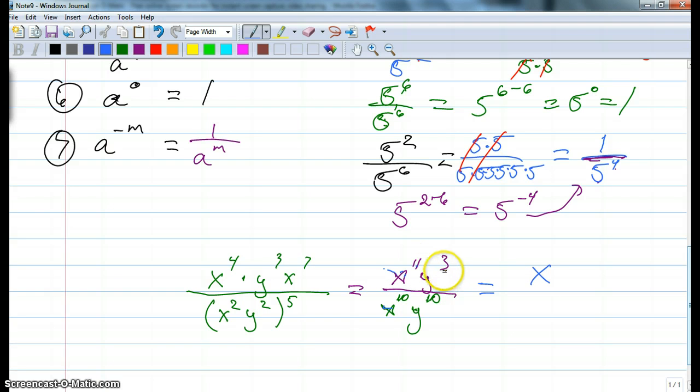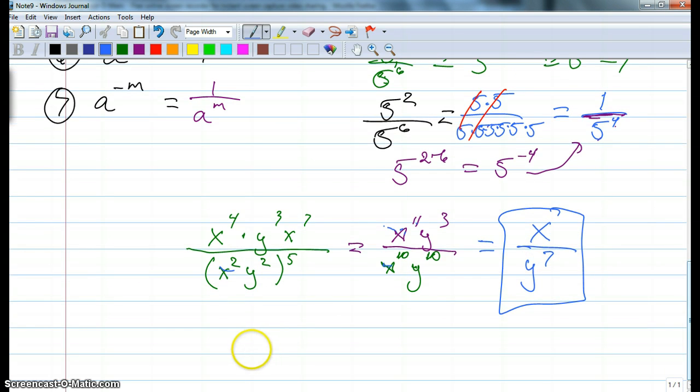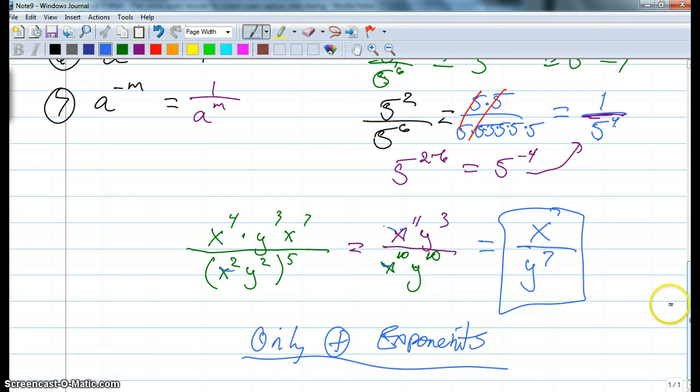But what about the y's? You got 3 y's on top, 10 y's downstairs. Who wins? Well, the bottom wins by 7. And that's our final answer. We take this big mess here, and it turns into, or we only have one of each variable. And the other thing is, we want one of each variable and only positive exponents. Our final answers are only going to have positive exponents in them.